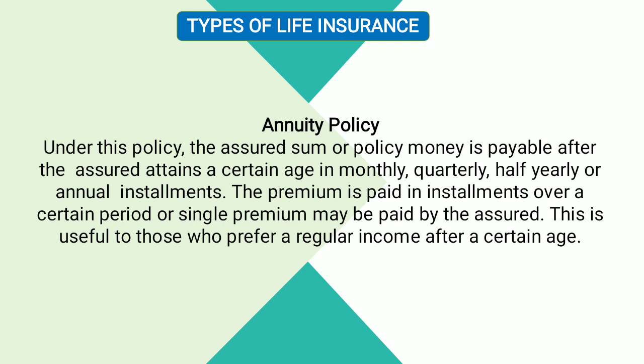The premium is paid in installments over a certain period or as a single premium. So for getting an annuity policy, you can pay your premiums in lump sum or in installments. This is useful to those who prefer a regular income after a certain age. It means if you require a fixed income after a specific age, that is called retirement age, in that case we can opt for this annuity policy. So here we have discussed the life insurance policies.